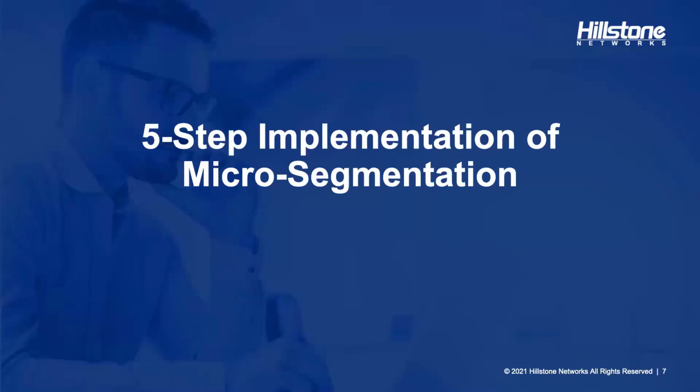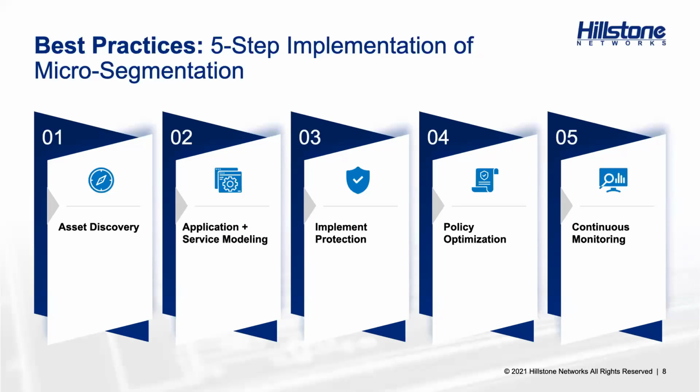Now, let's talk about the 5-step implementation of microsegmentation. For best practices, we recommend adhering to the following 5 steps when implementing microsegmentation: asset discovery, application and service modeling, implementing protection, policy optimization, and to continue the feedback loop, we have continuous monitoring. The first 2 steps are grouped together in what we call visualization, because effectively, you'll learn what is the flow of traffic. They help prep you for later steps.